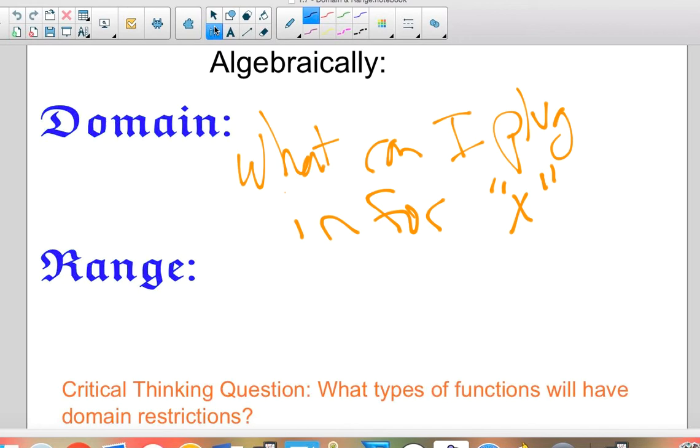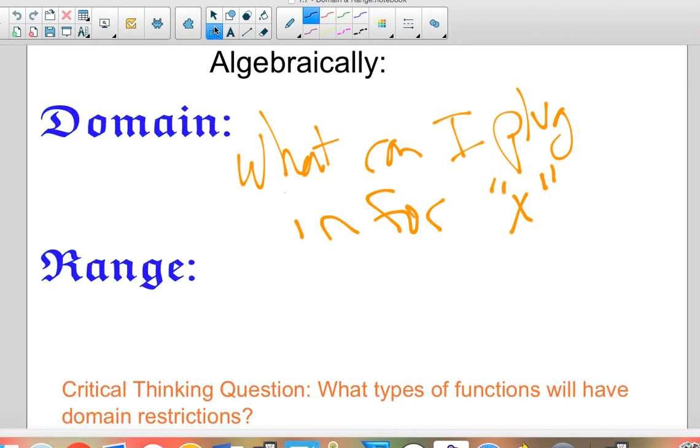Most of the time it's everything, but there's certain things that you couldn't plug in with certain functions, which we'll get into today. And then we call that an independent variable. It's independent. It does not depend on the range. In fact, the range depends on what you plug in for x. It is a function of the x value that you put in.